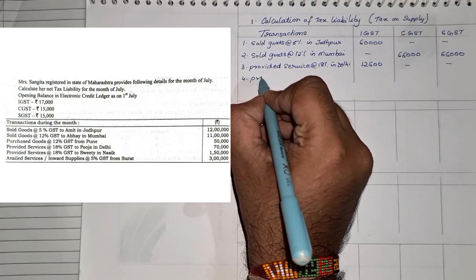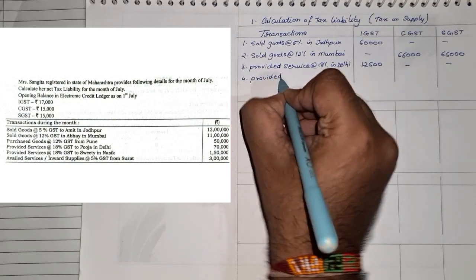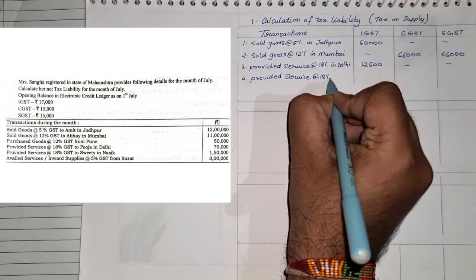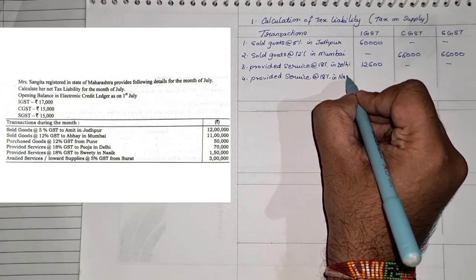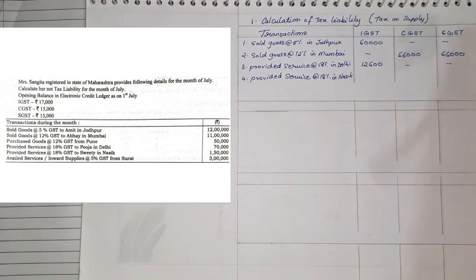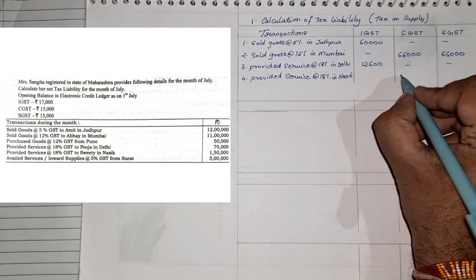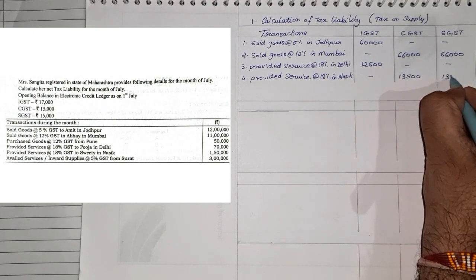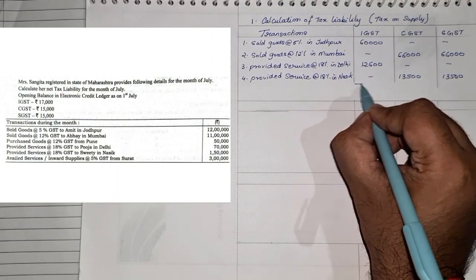So fourth one, again we have provided services at 18% in Nasik. Nasik, Maharashtra, same state. So whatever will be the tax will be divided. So 1,50,000 into 18%, that's the total value. So we'll have to take the half of it, 9%, so that will become 13,500. So 13,500 will go in CGST. The remaining 13,500 will go in SGST.